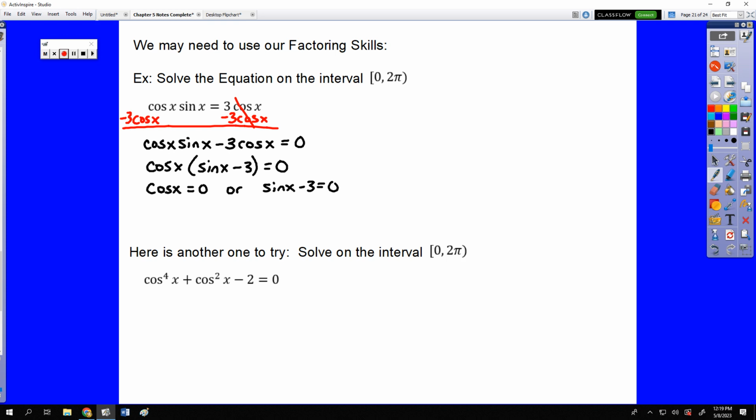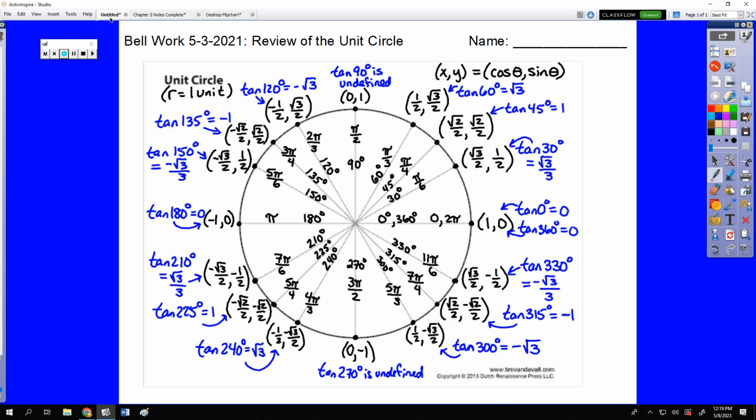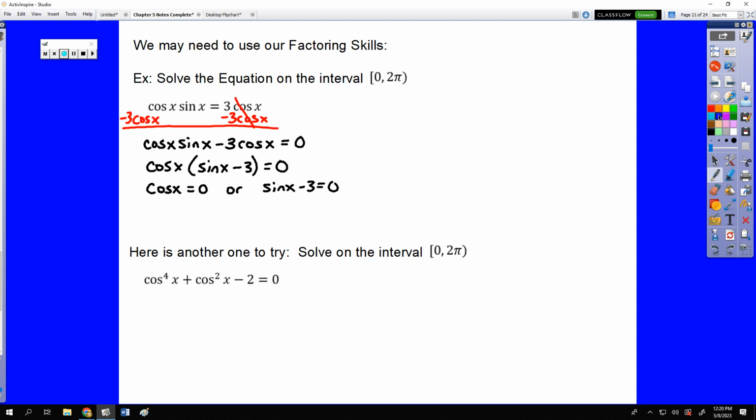Now cosine x is equal to 0 on our unit circle. When we go look at the unit circle, the cosine is equal to 0 twice. It happens here at pi over 2 and here at 3 pi over 2. So cosine of x is equal to 0 at those two values, pi over 2 and 3 pi over 2. So that would be our answers for the first part there. Cosine of x is equal to 0 when x is pi over 2 or 3 pi over 2. So those are correct answers.